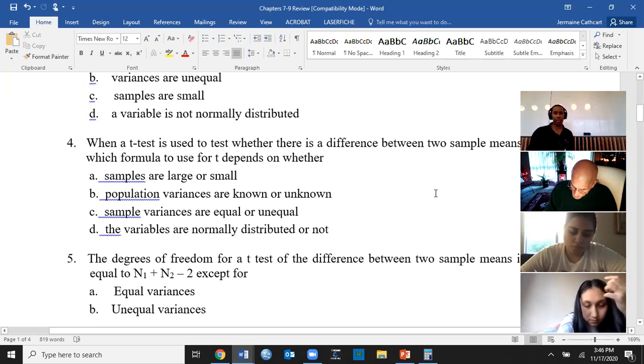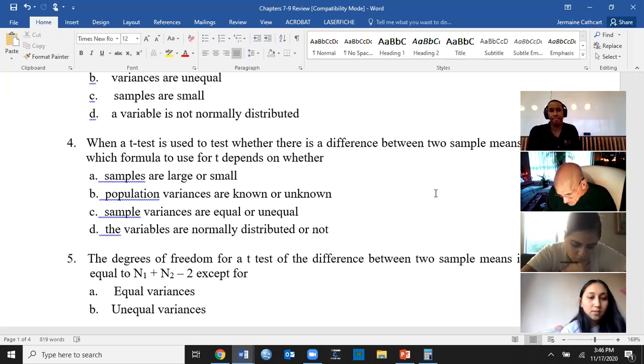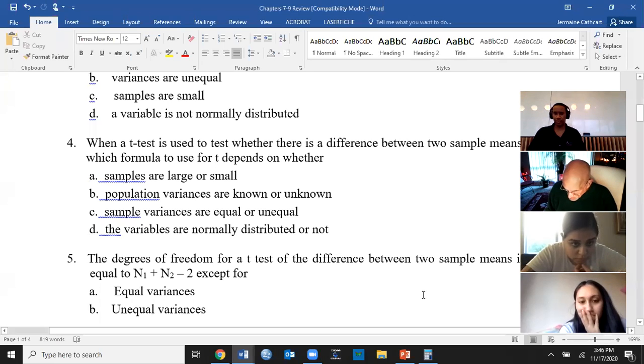Number 4, when a t-test is used to test whether there's a difference between two sample means, which formula to use for the t depends on whether what? The population variance are unknown or known. The answer is sample variances are equal or unequal. Now, what does this mean? Okay, so yeah, because I kind of feel like this question is a little confusing to tell you the truth.